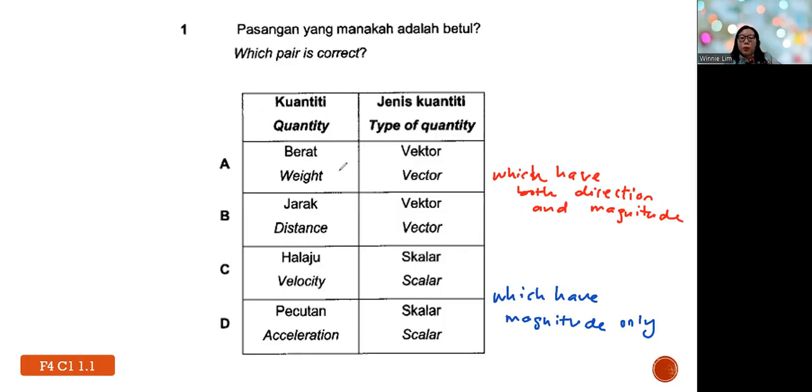Is weight a vector quantity? Yes, because the direction of weight is towards the earth, downwards. Distance is not a vector quantity. Distance is scalar. Another quantity which has a similar meaning to distance is displacement. If it is displacement, then we call it vector. Then velocity is not scalar, it is vector. And acceleration is also vector. So that's why your answer is A.